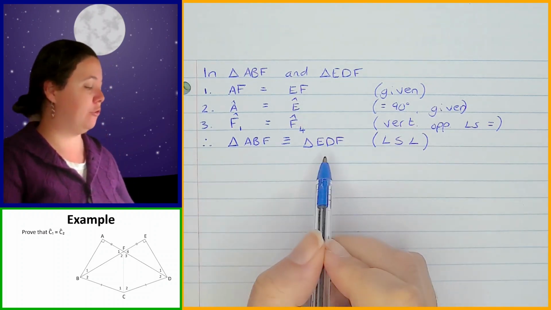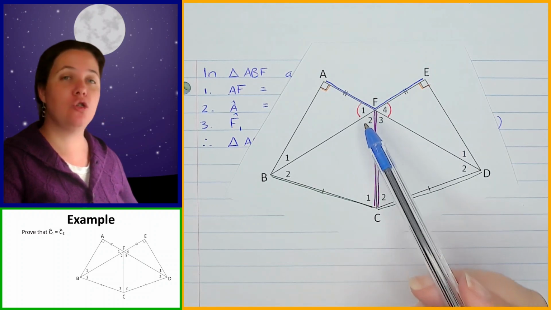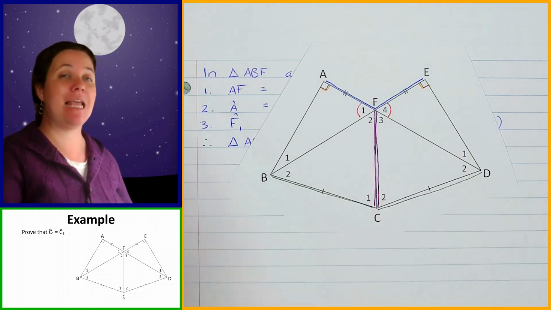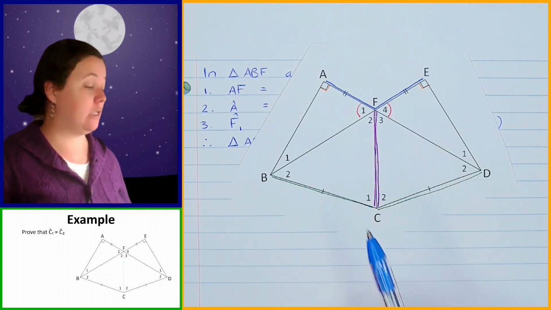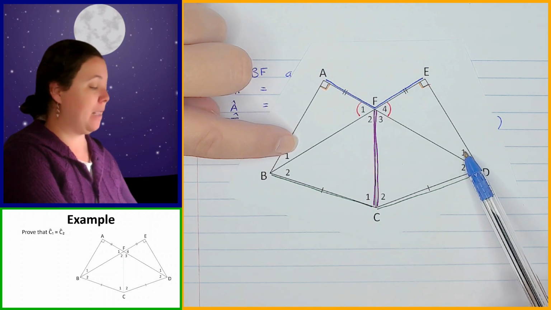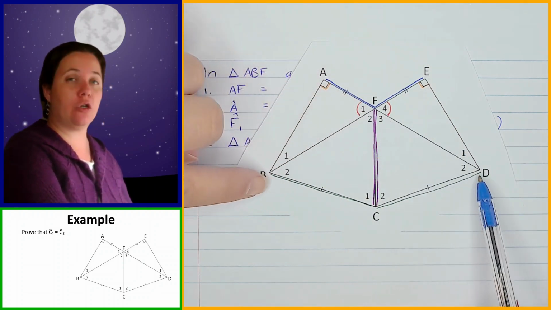Okay, so now I've proved that those two triangles are congruent. Now, because those two triangles are congruent, that automatically means that everything else that matches in those two triangles is equal. So now I can say, okay, well, I know that these two angles are going to be equal, and I know that these two sides are going to be equal, and I know that these two sides are going to be equal as well.